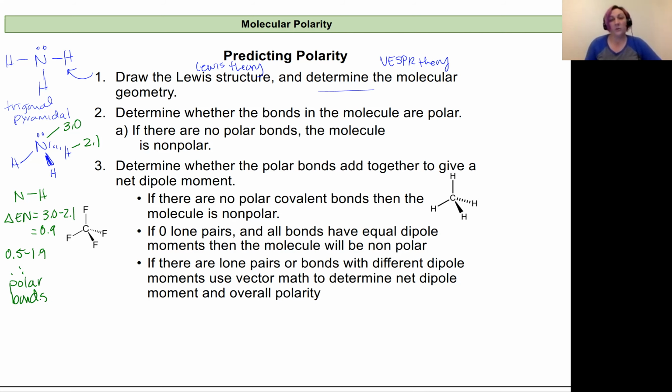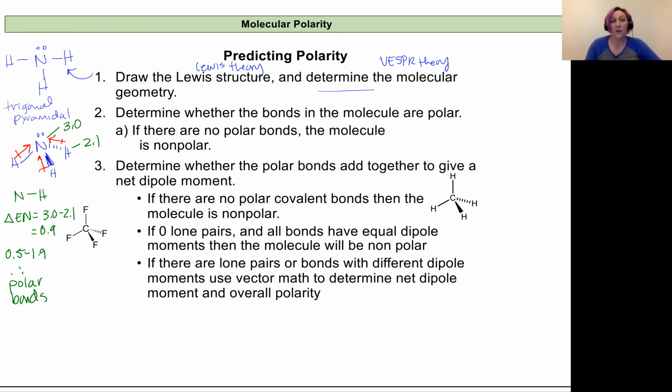So now I'm going to go through and identify those on my molecule. Switch color again. My hydrogen is less electronegative, so I'm putting the plus symbol pointing to my more electronegative element, nitrogen. And I'm doing that for all of these. I like the dipole arrows like this.